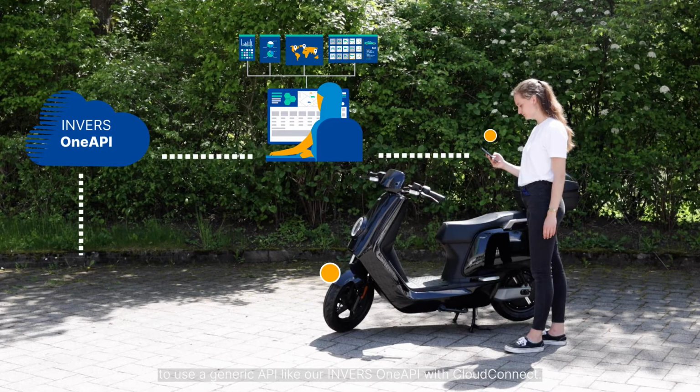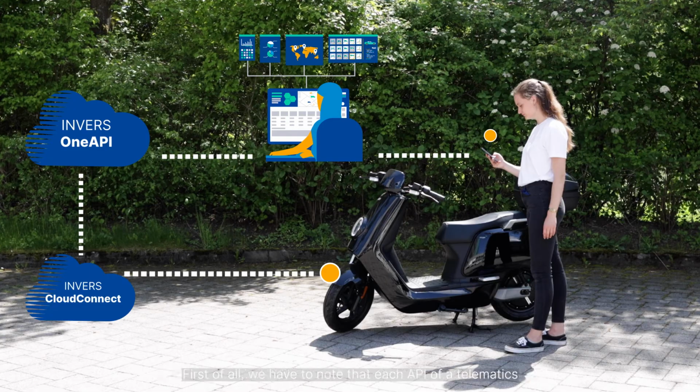Today, I would like to explain to you why it's so important for developers of mobility providers or booking software to use a generic API like our INVERS API with CloudConnect. First of all, we have to note that each API of a telematics or vehicle manufacturer is very different. I would like to use an example to show you why CloudConnect standardization and translation services are needed.